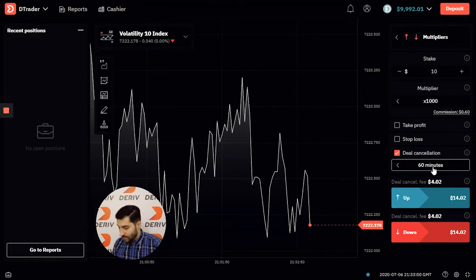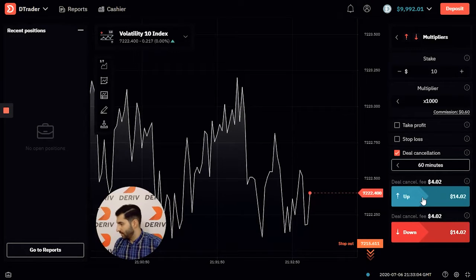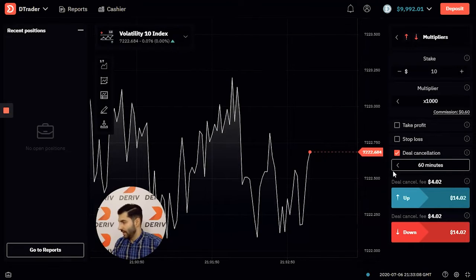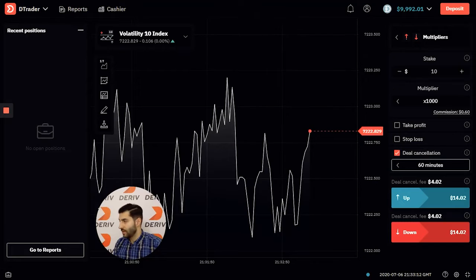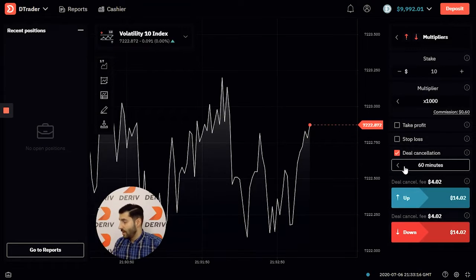One is deal cancellation. So deal cancellation basically allows you to, let's say I select an up contract here, and the market continuously moves against me. It allows me to, at any point during this duration, close the contract and receive my entire stake back. So I don't have to lose money there.